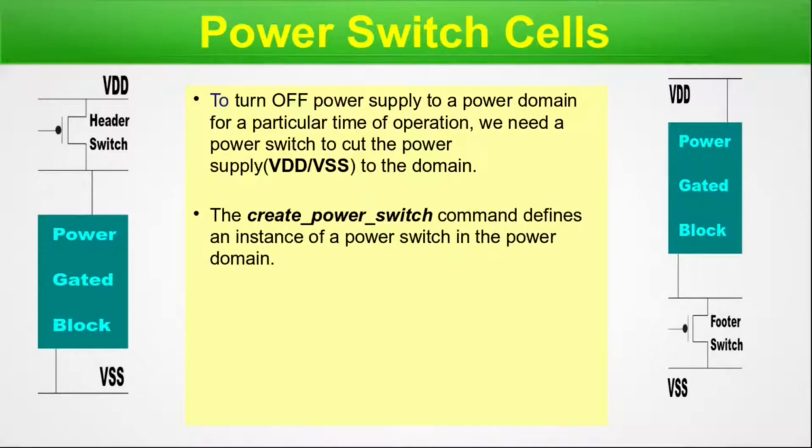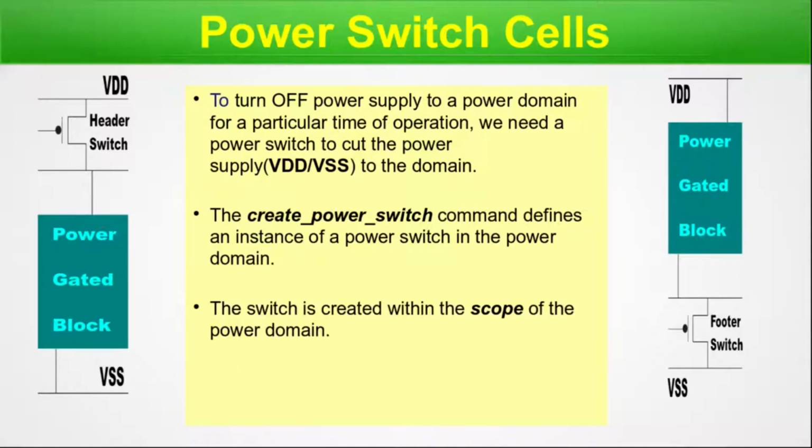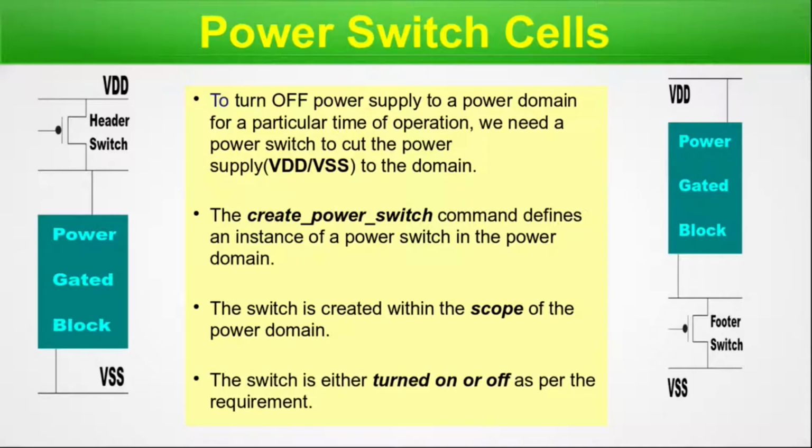The create power switch command in UPF defines an instance of the power switch in the power domain. The switch is created within the scope of the power domain. The switch is either turned on or turned off as per the requirement. So guys, if I sum up, either it is a header switch or a footer switch, in both cases, it can truncate the power to the power gated block. And the corresponding UPF command is create power switch. We are done with these slides. Let's move on to the next slide.